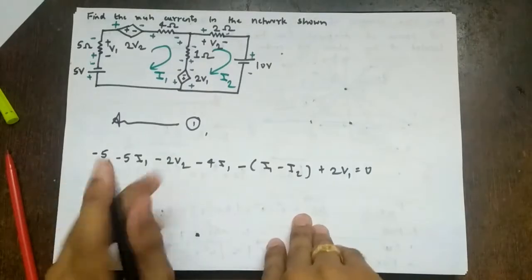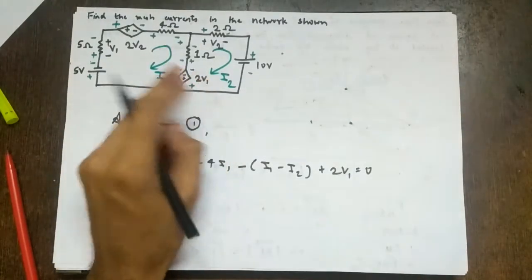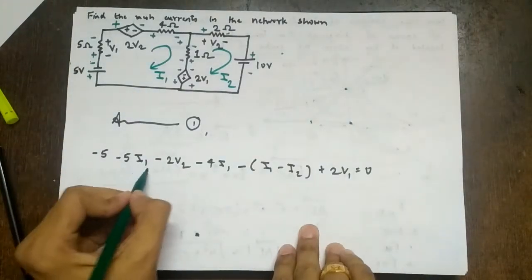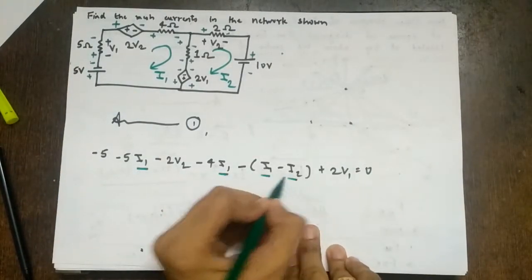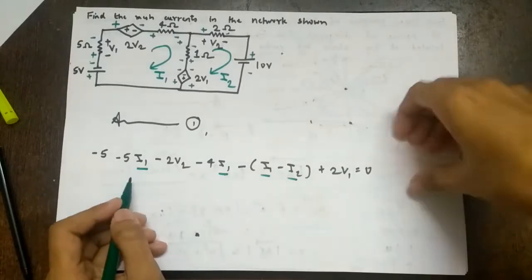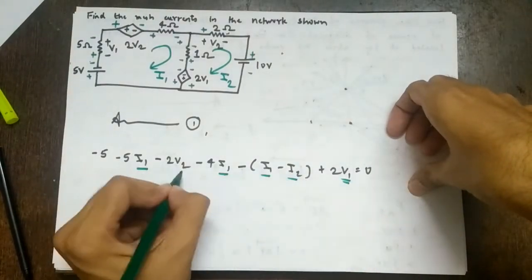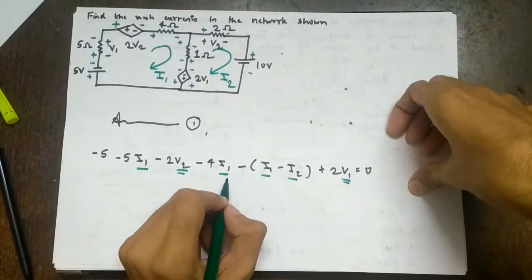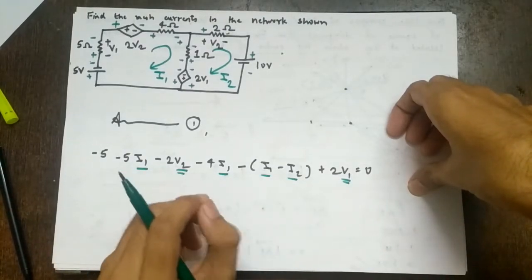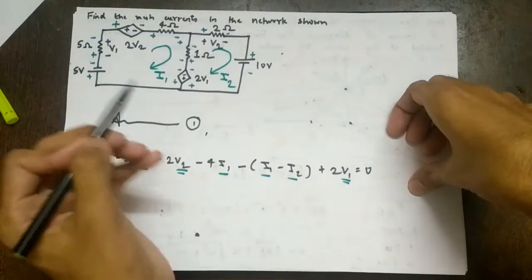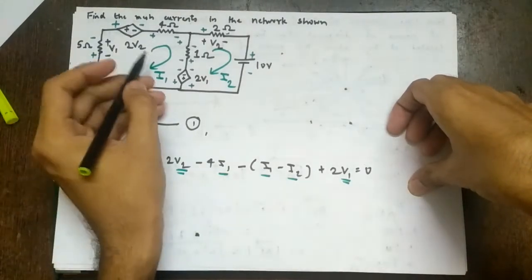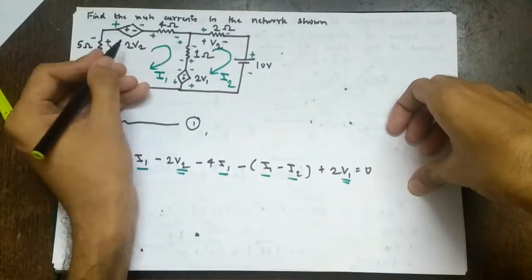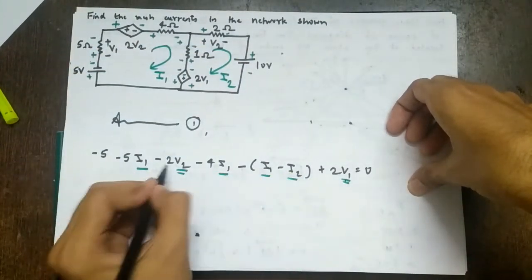So what you observe, ideally we have two meshes, so we have two unknowns, I1 and I2. But what is happening here? We are getting the two unknowns, I1 and I2. But apart from that, we are getting two other unknowns, V1 and V2. What does this suggest? We have to write V1 and V2 in terms of I1 and I2. That is the only extra step we encounter in dependent sources. So our first step in mesh analysis after assigning mesh currents and polarities is to write the dependent quantities. These are called dependent quantities.